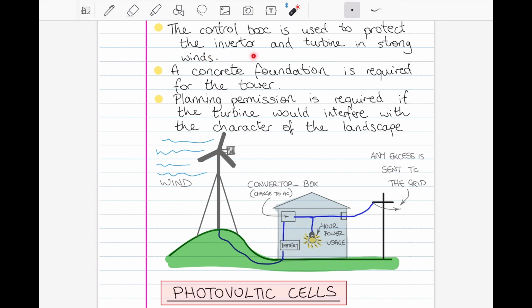Control box is used to protect the inverter and the turbine in strong winds. Concrete foundation is required for the tower. Naturally enough, these are very, very large structures. Concrete foundation will be required. And with that, planning permission is usually required or often required, particularly if the turbine interferes with the character of the landscape or the view, and actually there can be some sound problems in areas with these turbines.